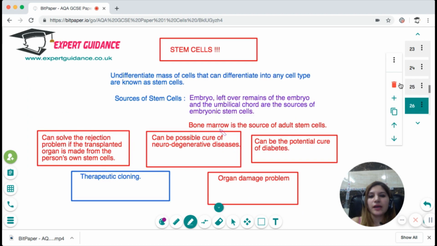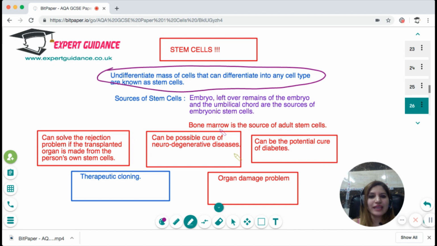Okay, so now, what are stem cells? Stem cells are undifferentiated cells that can differentiate into any cell type. The sources of stem cells are the embryo, leftover remains of the embryo, and the umbilical cord. These are the sources of embryonic stem cells, and bone marrow is the source of adult stem cells.